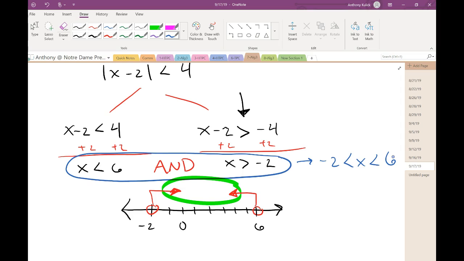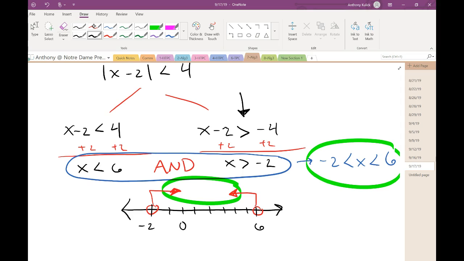I would accept either version. But if you are taking an ACT or some other kind of standardized test, it's unlikely they would write this with the word "and." They'd rather write this as the compound inequality that I've described over here.